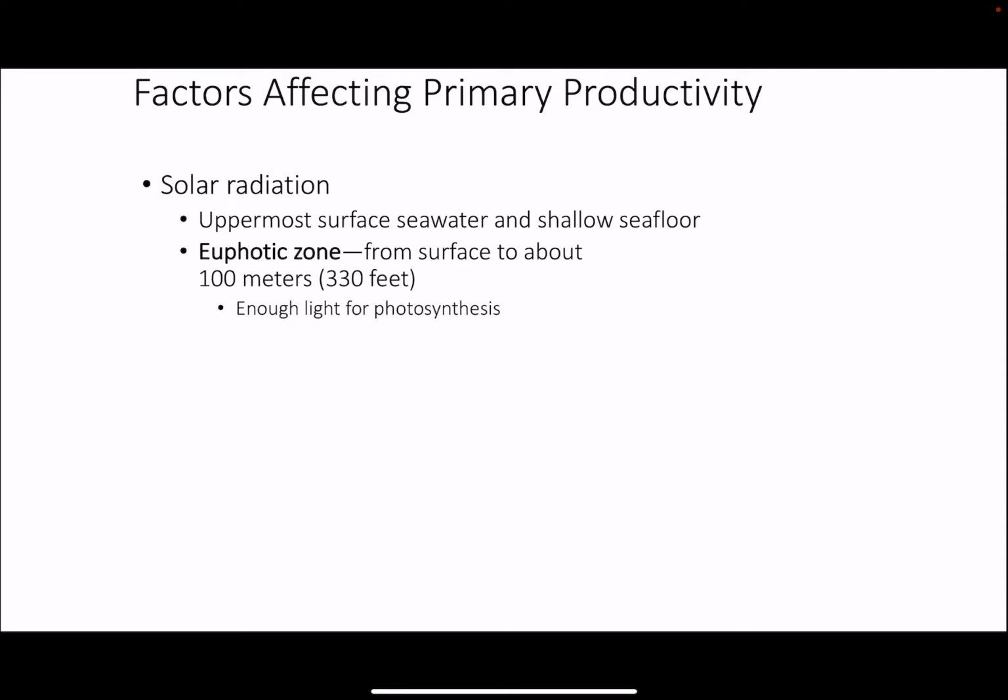And we tend to define the upper sunlit layer of the ocean as the euphotic zone, which typically extends from the surface to about 100 meters. More commonly, the euphotic zone is defined as where the 1% light level is. And essentially, the euphotic zone defines where there's enough light for photosynthesis to take place.